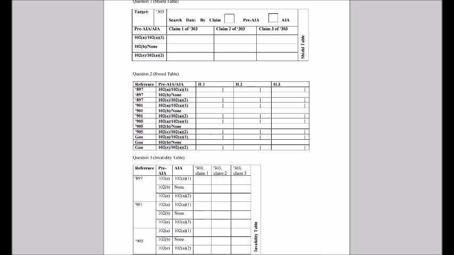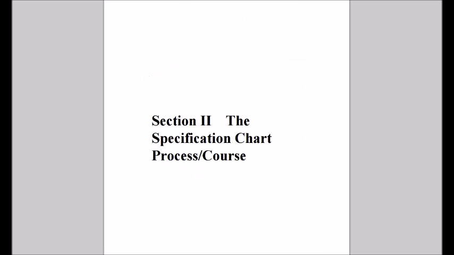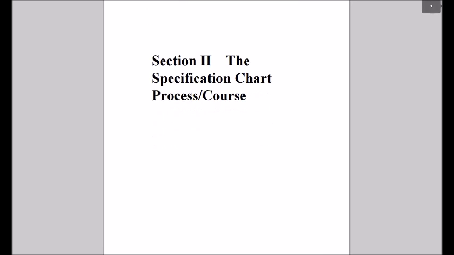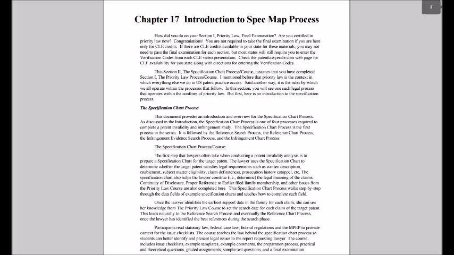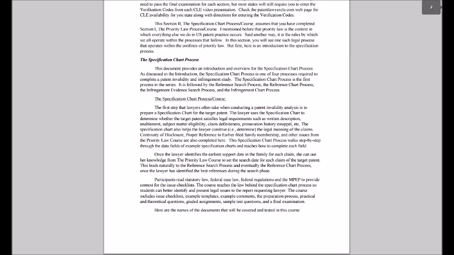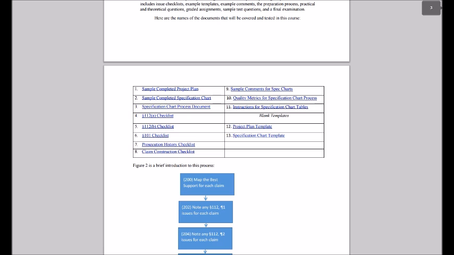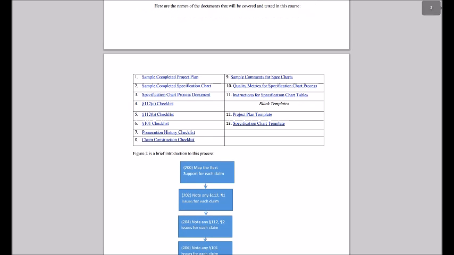Okay, let's move over to the second process that's included in this California package, and that's a spec map course. This is section 2 of the book, the specification chart process course, and it starts with chapter 17. We left off at chapter 16 in the previous, and it introduces the spec map. This time we have the process documents on top, and then we go down and describe how to use them.